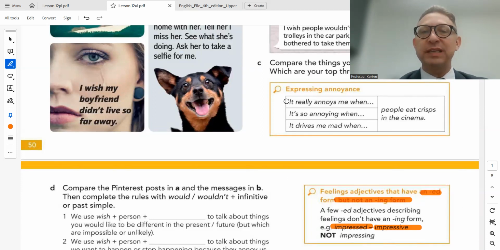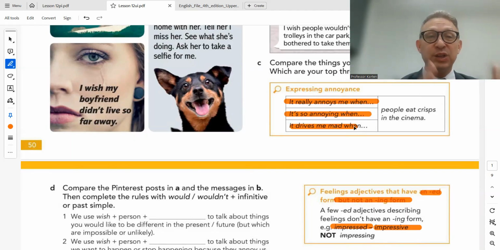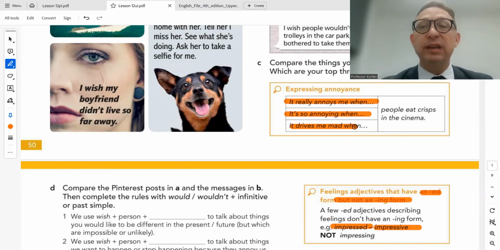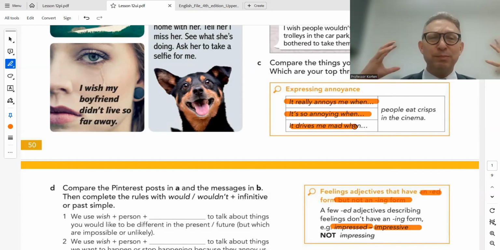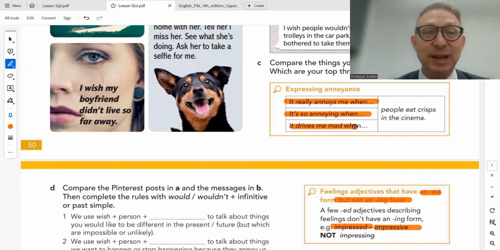Just so you know, these sentences here in the boxes are there for a reason. Use these to practice speaking. It really annoys me when people eat in the cinema. It is so annoying when people talk loudly in public. It drives me mad. It drives me crazy. In America, we say crazy. In Britain, they say mad.